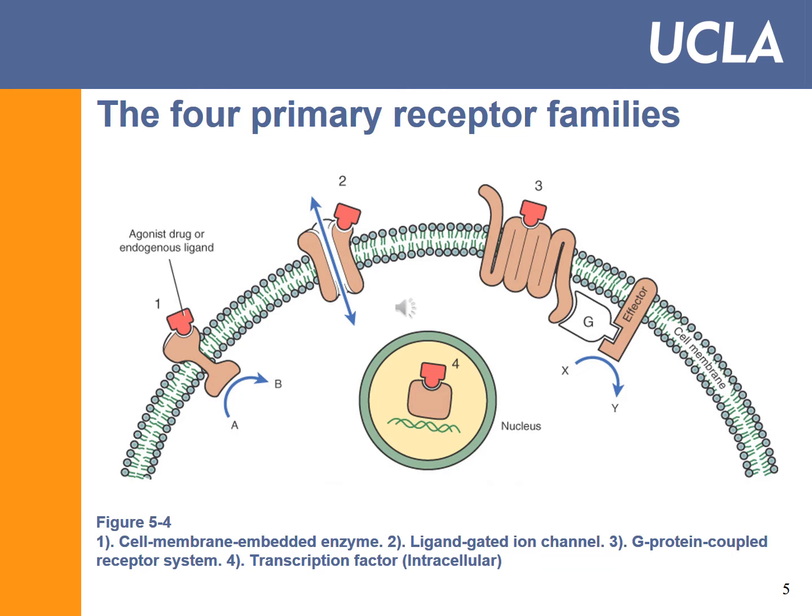Number 3 is a G protein coupled receptor system. In that case, when the ligand or the drug binds to that receptor, it will activate a G protein and induce a response through that mechanism. And then number 4 is a transcription factor. You see that one is intracellular, inside the nucleus, and that's how hormones actually work. When the ligand or the drug binds to that receptor, it will activate transcription. And so that's how those receptors operate. What you need to know is what the different types of receptor families are.